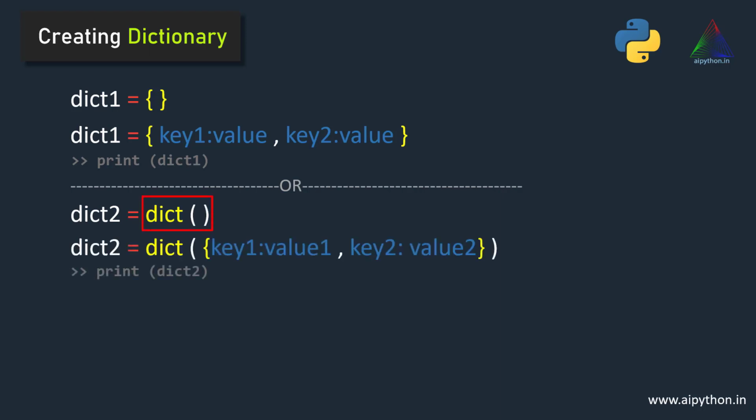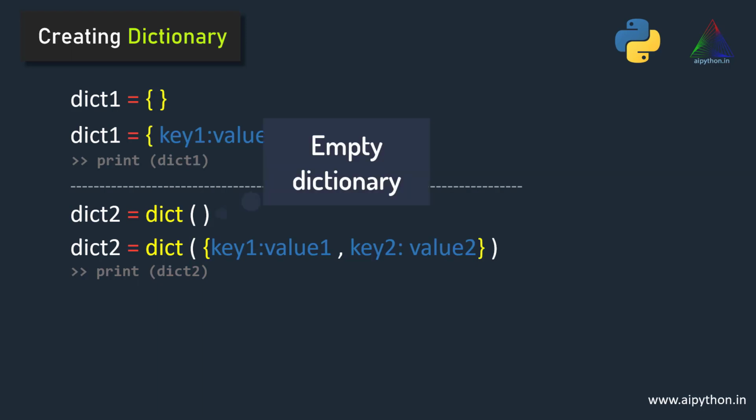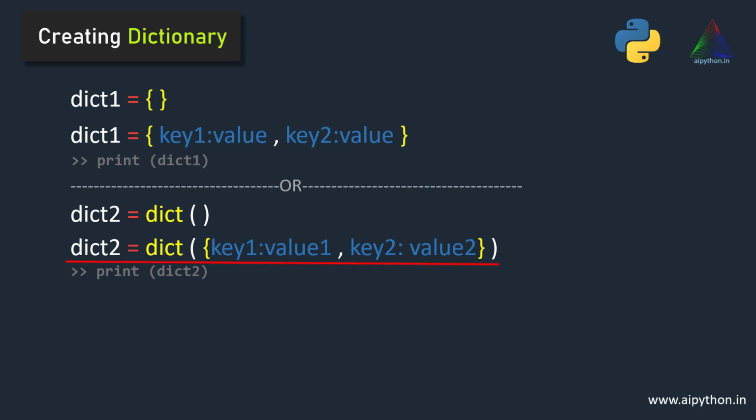So dict is a keyword, or you can say it's a function, which we can use to create a dictionary. If you write dict2 equal to dict and open and close normal brackets, then this will create a dictionary also, and that will be empty without any value. Similarly, for dict2, let's say you want to create a dictionary with some values using the dict method, then you can use dict with the normal brackets.